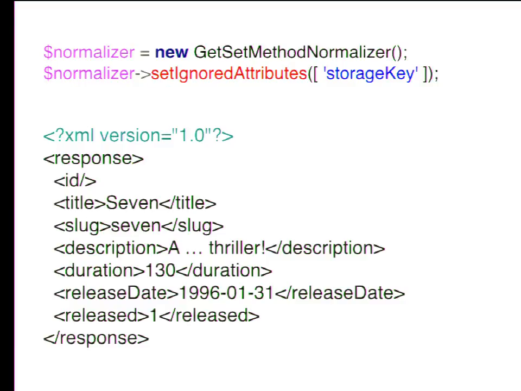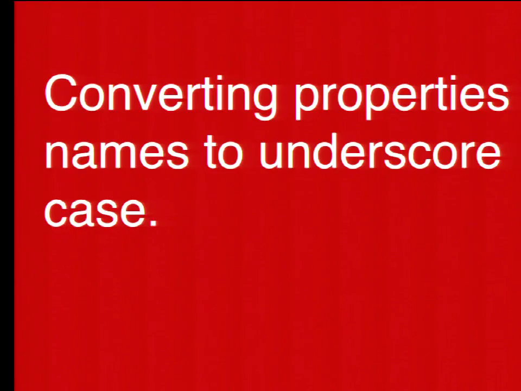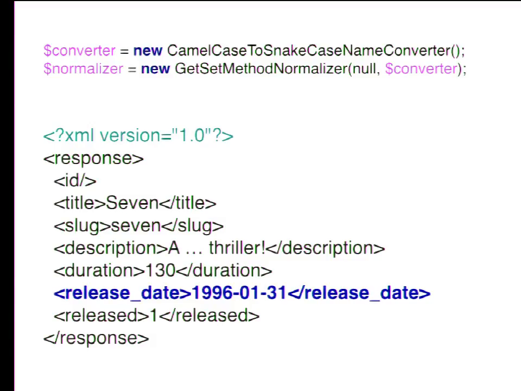Now you're starting to see that there are some things that are more advanced compared to the core serialization capabilities. Another thing you might be concerned about is the naming inside your serialized format. For example, you could use the camel case to snake case name converter and pass that in as a second parameter into your normalizer. That will change the way the serialization happens, so that in this case, release date, which was previously camel case, is now snake case. That's also quite convenient.